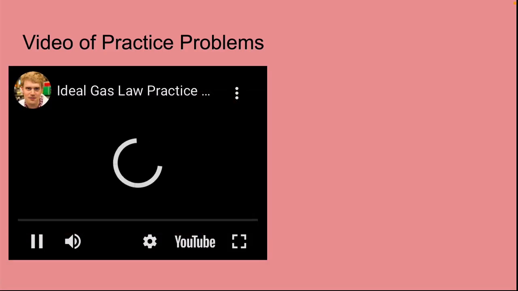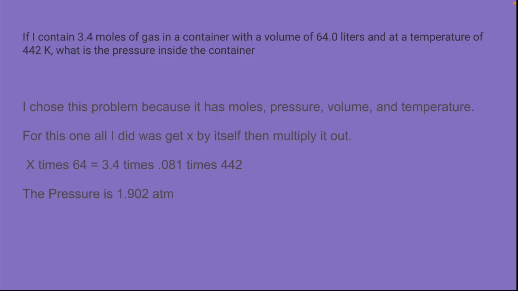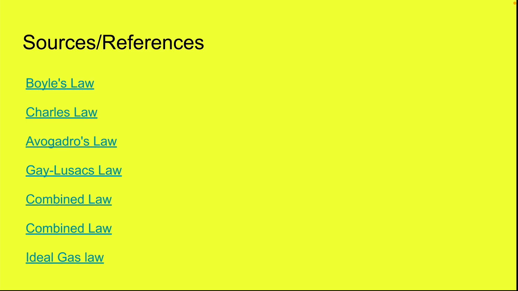Here's my practice problems. For this one, I knew it was ideal gas law because it involved moles, liters, and temperature, and you're finding the pressure, and you start with R. So I multiplied it out, and then I got the pressure of 1.902 atmospheres. And then, yeah, that's it.